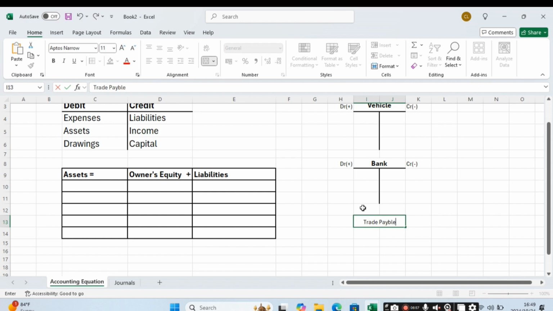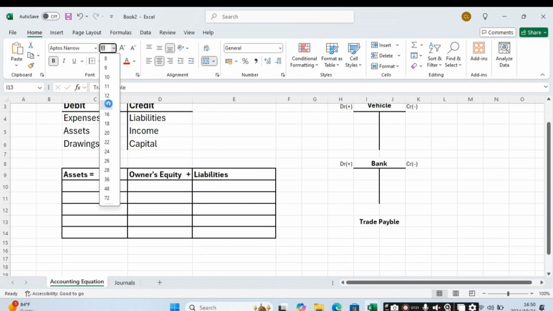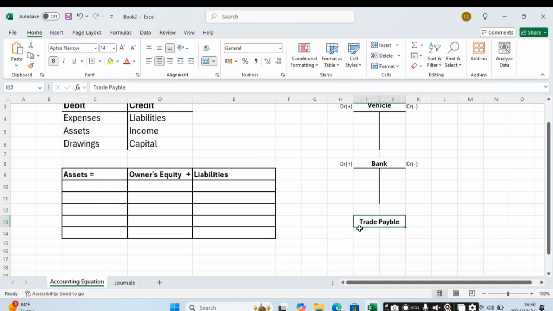So I was looking for an account that's on the credit side. So we know that the trade payable control is a what? It's a liability. So what's happening with our liabilities?